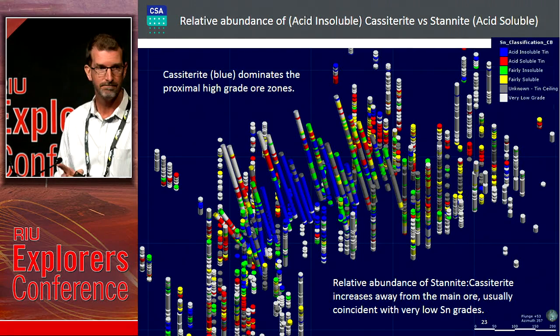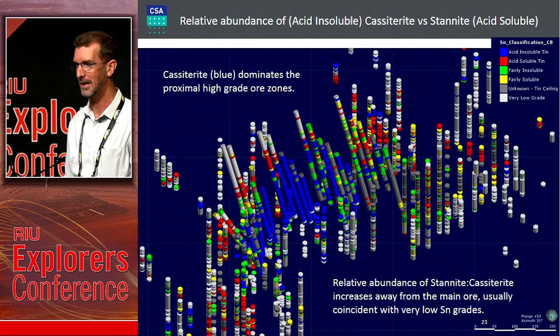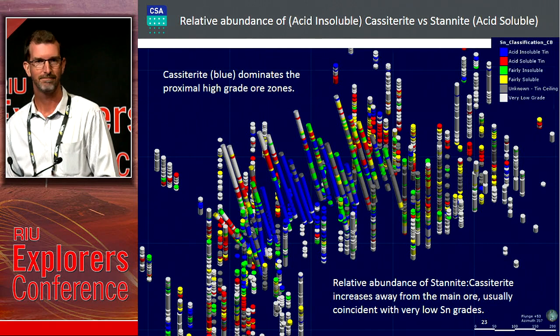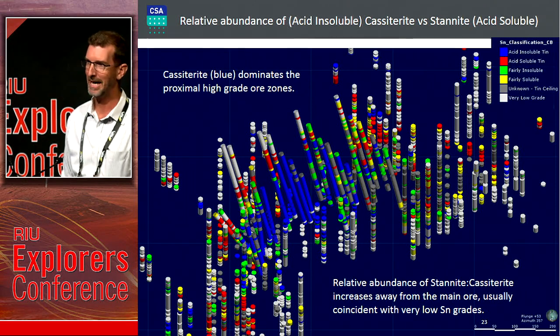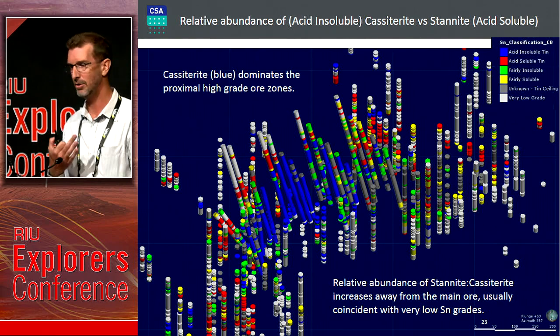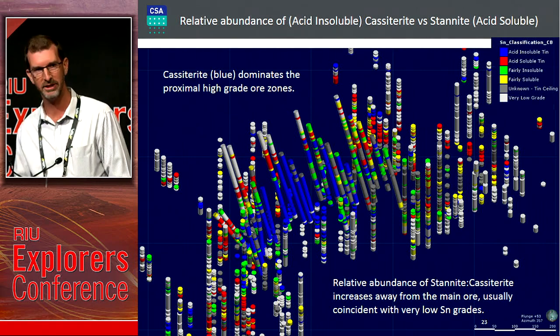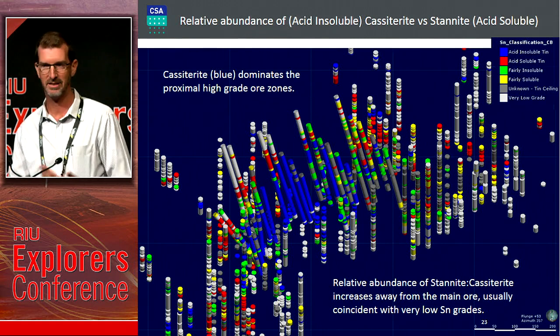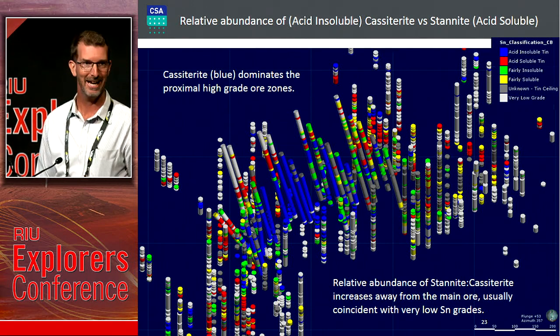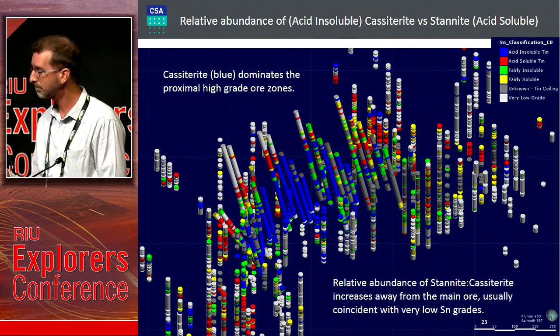The other problem in tin skarns, for those of you who know tin skarns, is cassiterite is good. That's what you want. That's what comes out in the gravity circuit. But stannite is a tin sulfide. It's acid soluble. It doesn't come out in the gravity circuit, and it's an issue because when you do fusion XRF, you get total tin, and you can't tell the difference between stannite and cassiterite. You may well have a problem if you don't know that ahead of your resource estimate.